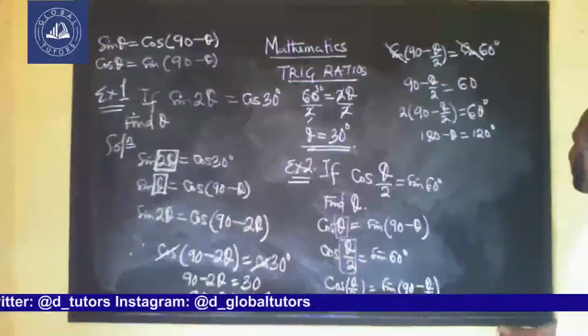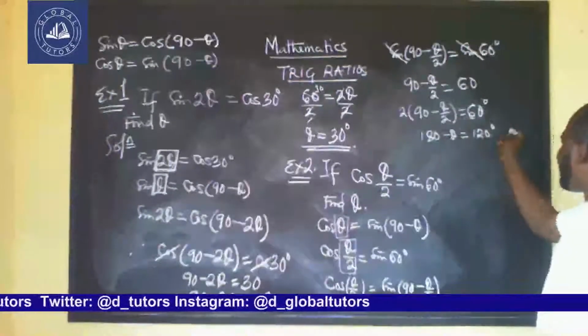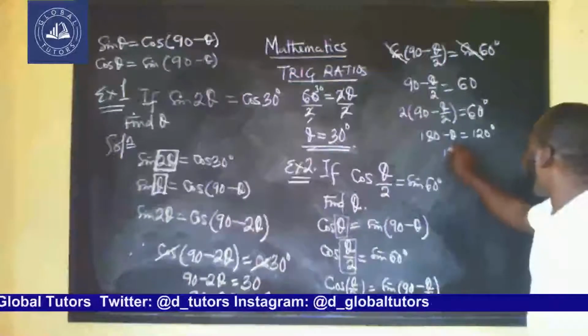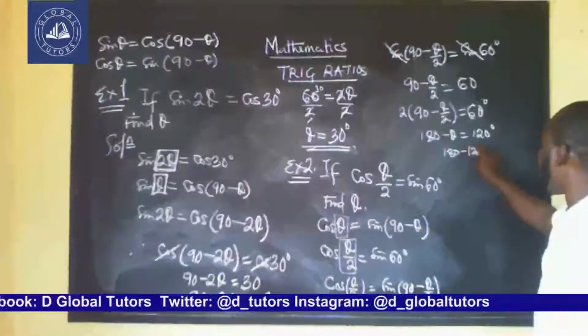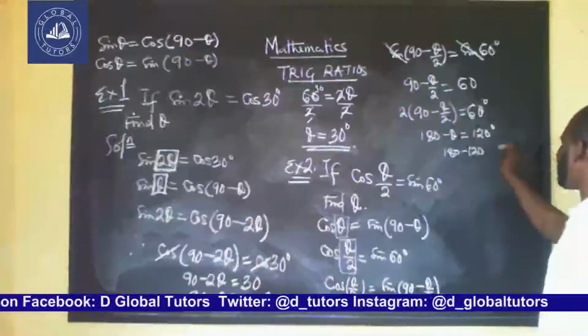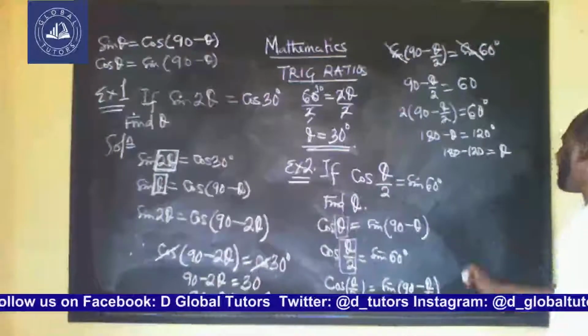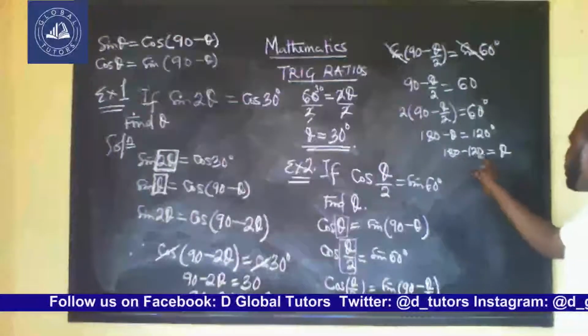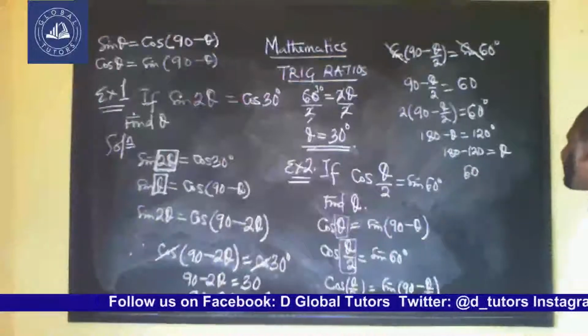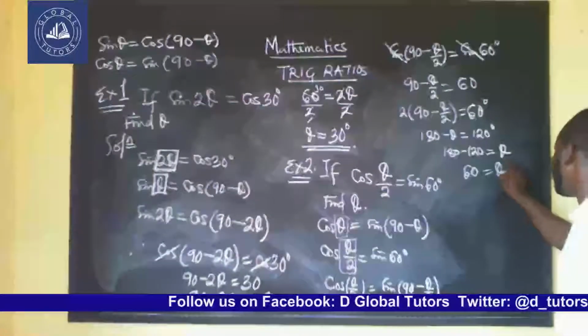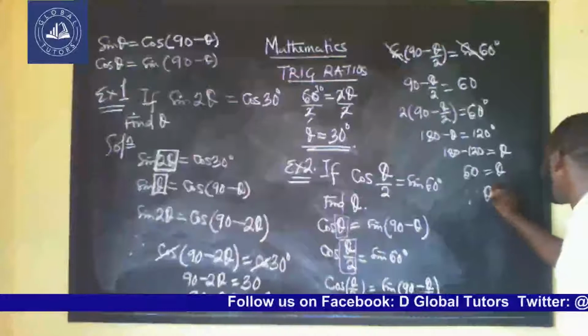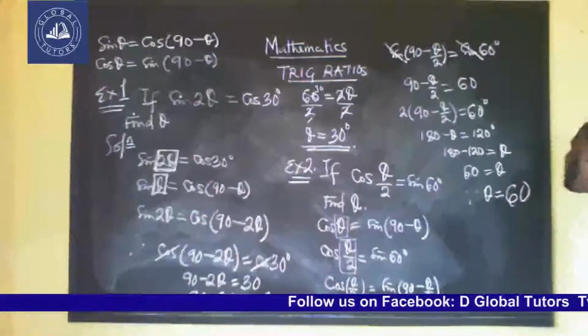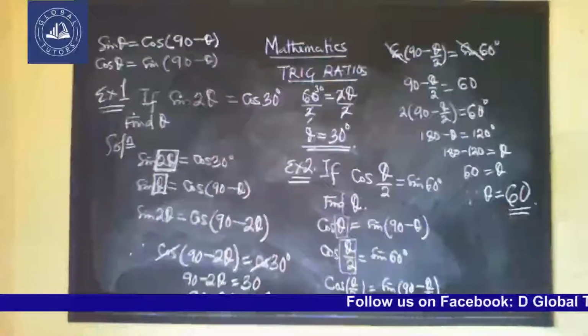So what do I do? Collect the like terms. This comes here, this goes here. So you have 180 minus 120, then this one goes here equals theta. So this 180 minus 120 will give us what? 60 equals what? Theta. Therefore, theta is 60 degrees.